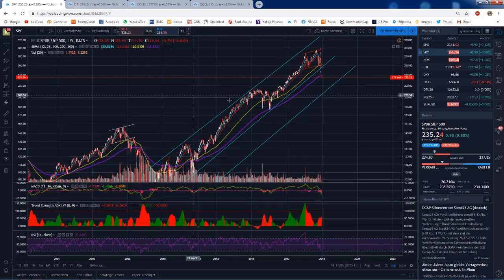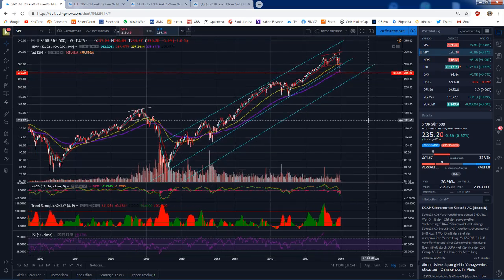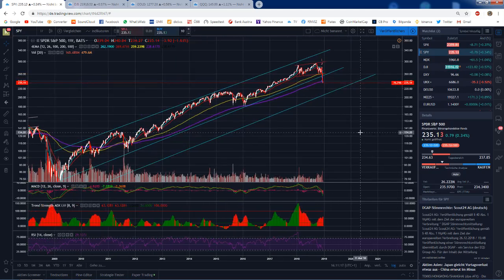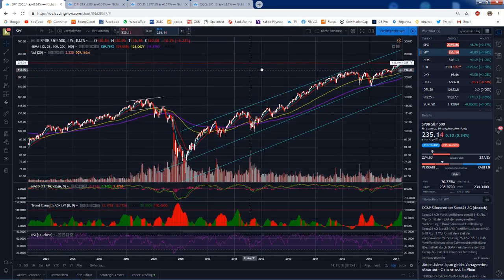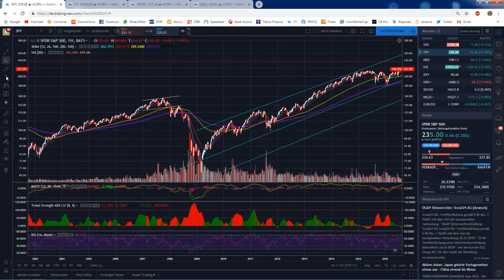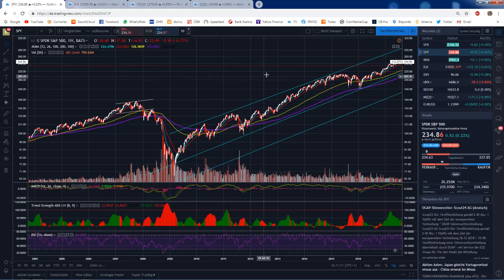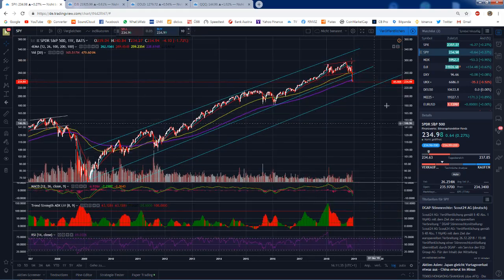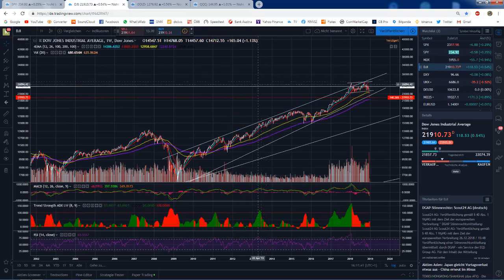So in my opinion, in the near future we could see a relief rally, maybe up to 8%. If we are comparing this to 2008 and 2009, we had like a 10%, 11% retrace before we went lower. But in the long term, this is just very bearish.